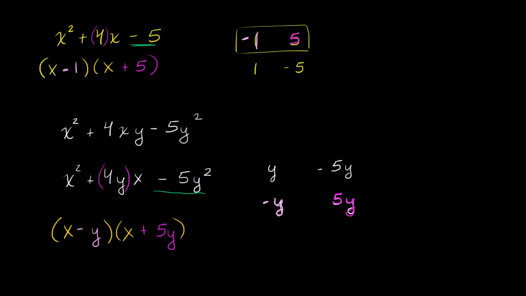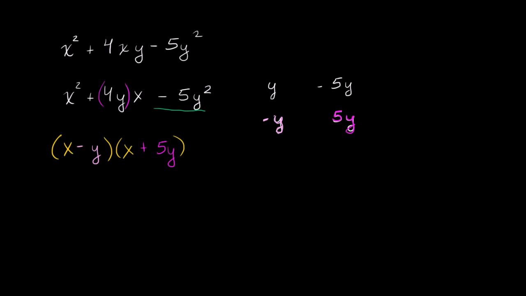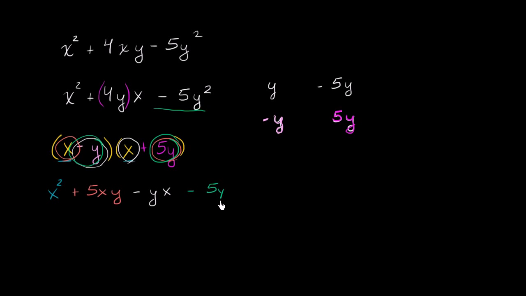So let me do that here, just so we know for sure. So x times x is going to be x squared. x times 5y is going to be plus 5xy. Then negative y times x is negative yx. And then finally, if we take, and I'm running out of colors, negative y times 5y, that's negative 5y squared. And now we just have to simplify. We have to combine these middle two terms right over here.